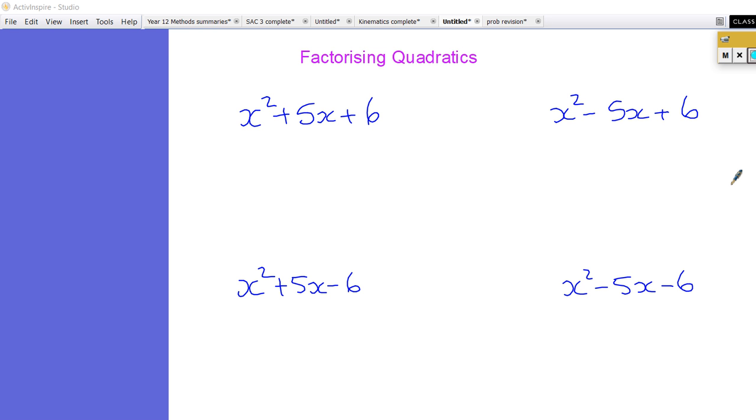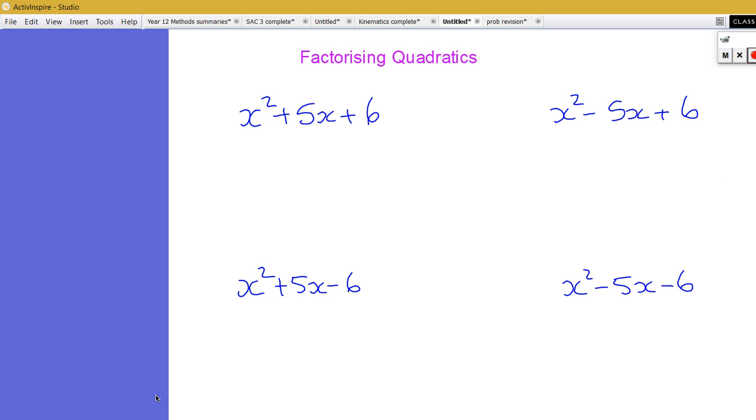Factorising quadratic trinomials is something you really need to get under control very, very quickly. So on the board we've got 4 different examples. They all have the same numbers, but there are different signs in each one, different combinations of plus and minus.